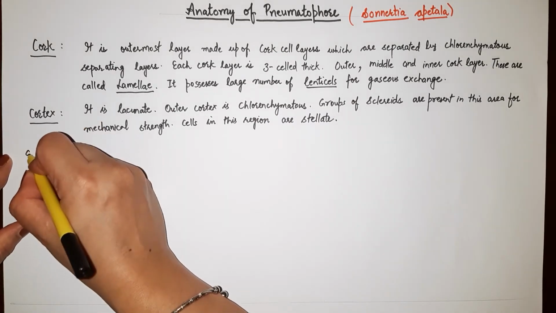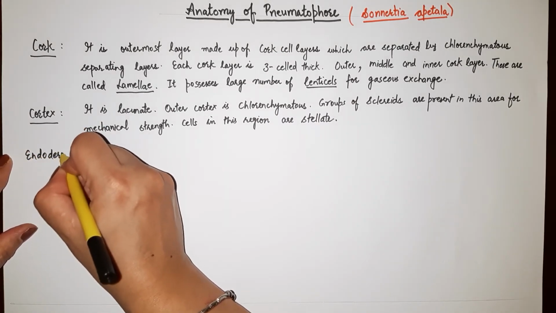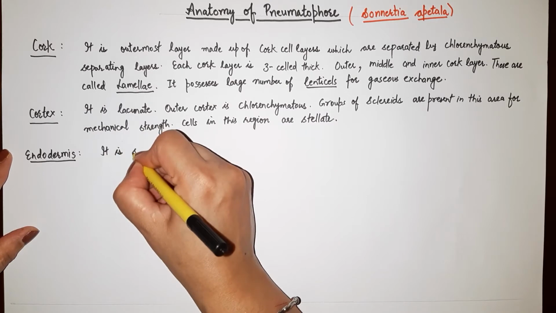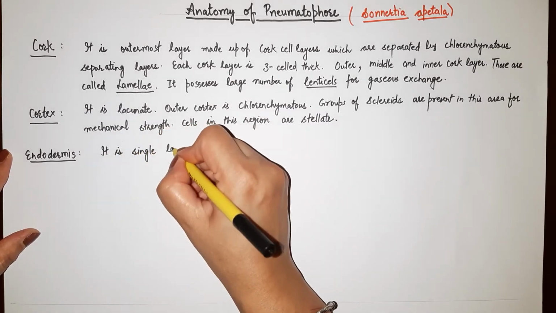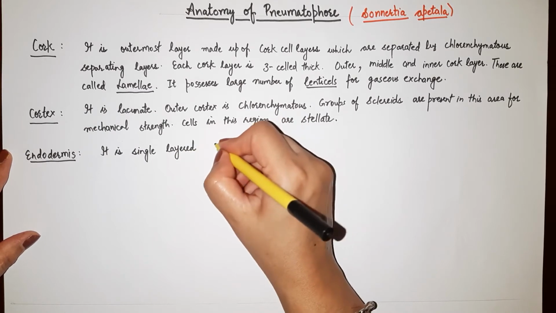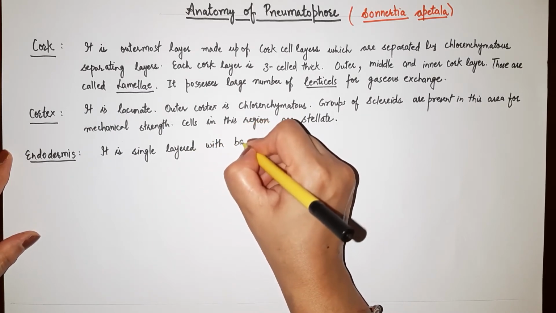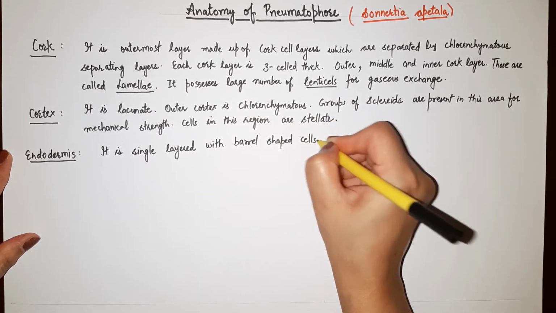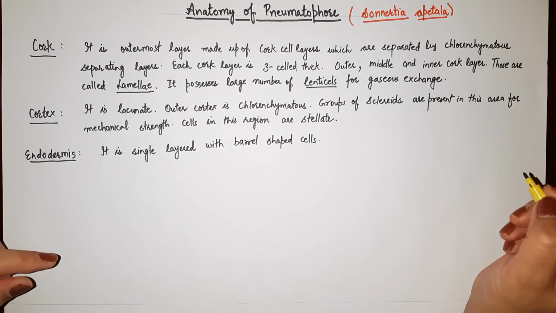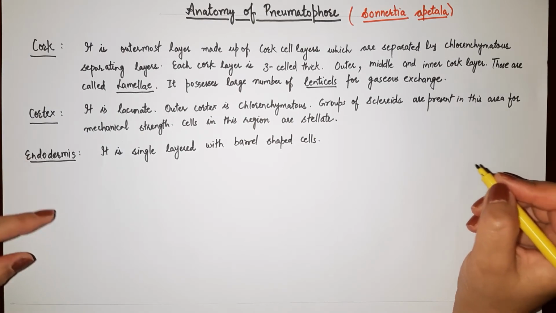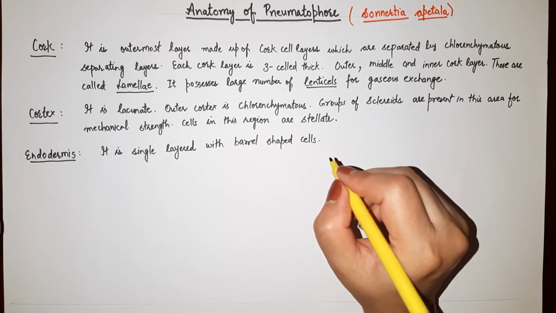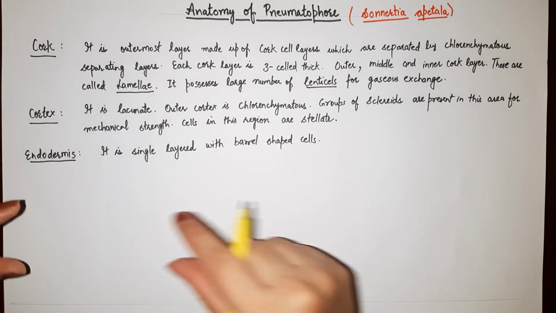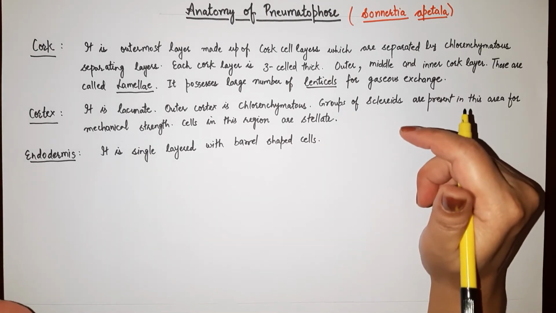Now another layer is endodermis. It is single layered with barrel shaped cells. This is a general type as we always draw in case of endodermis. The cells are barrel shaped, they have abundant starch grains and they have the proper rectangular format without intercellular spaces, and it is always single layered.